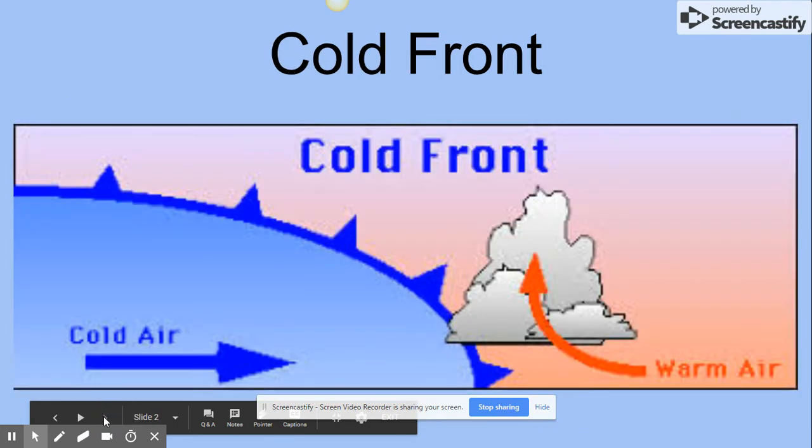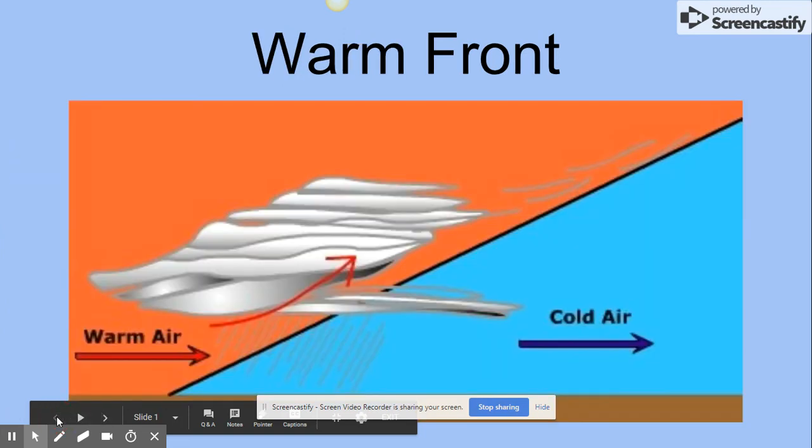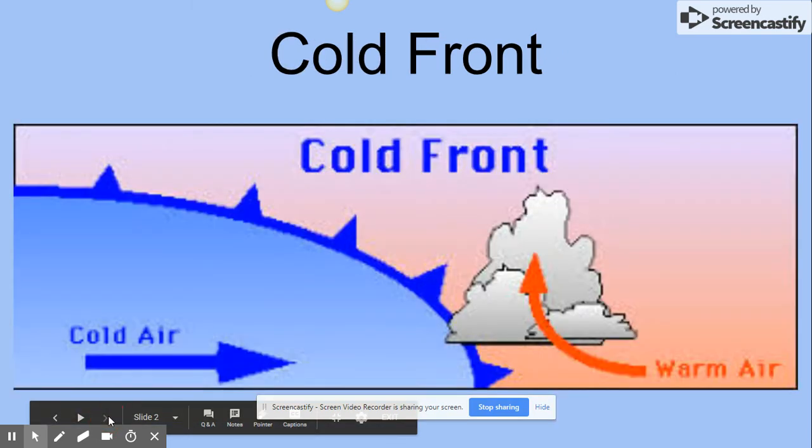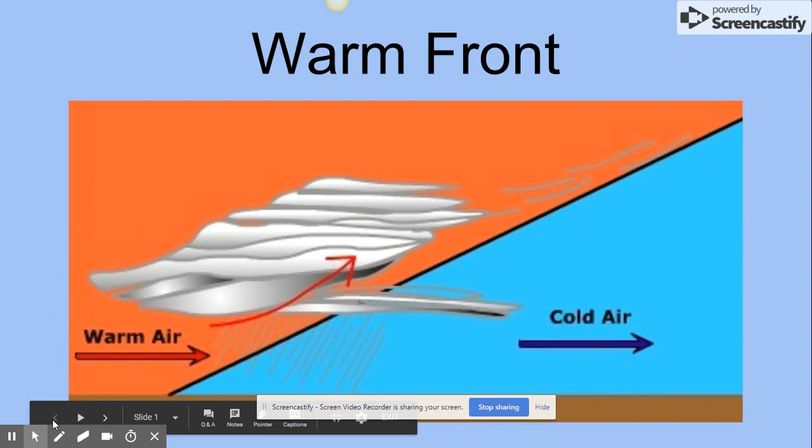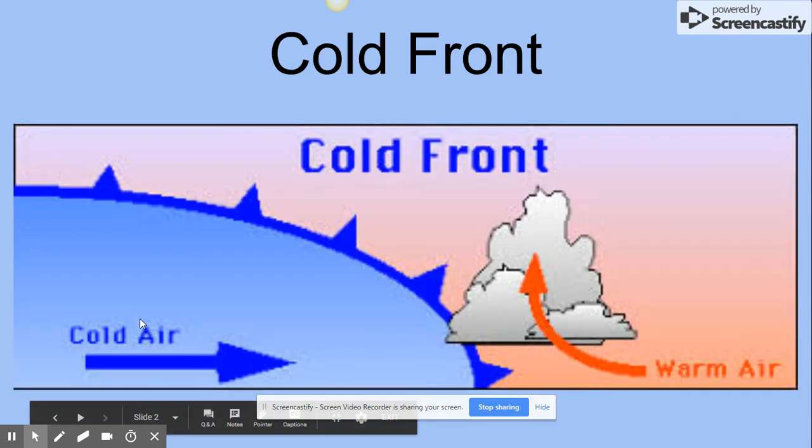All right, cold fronts. It is the same with a cold front. When cold air comes in, then you have a cold front. Let's go back over here. Warm front is when warm air comes in. Cold front is when cold air comes in. It's easy peasy, same. Warm front, warm air comes in. Cold front, cold air comes in.